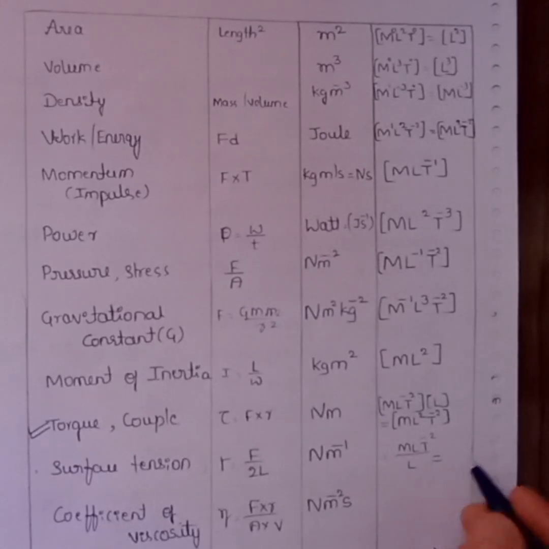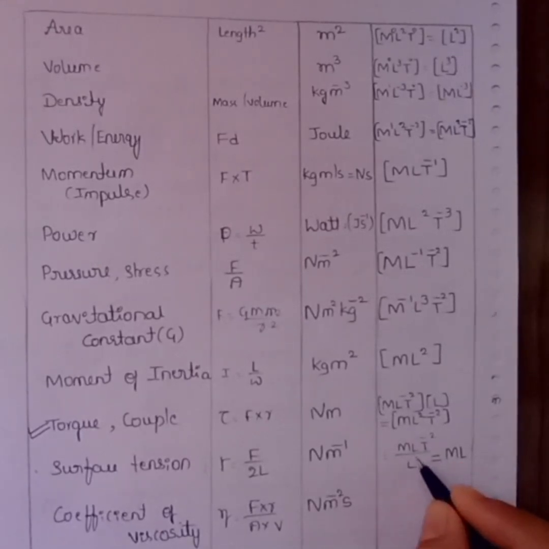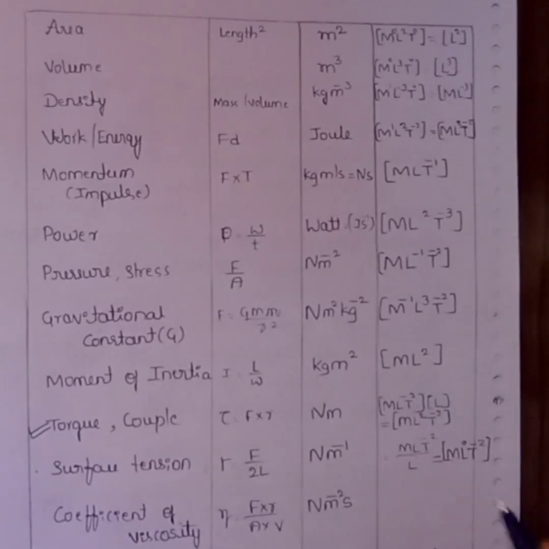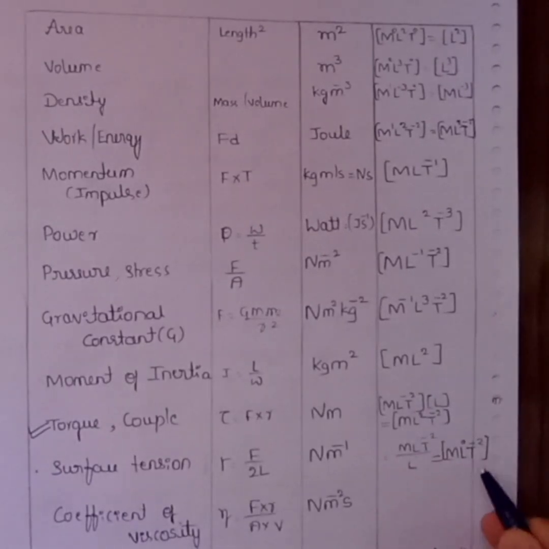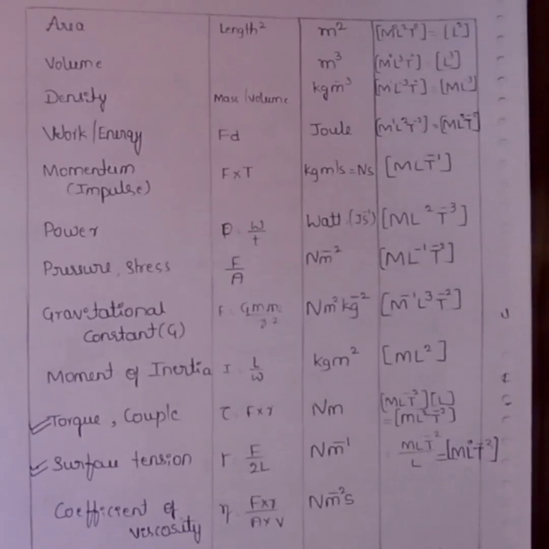The dimensional equation for surface tension is equal to M L, here 1 means L^0, T^-2. M L^0 T^-2 is the dimensional equation for surface tension. This one is also important for the final examination.